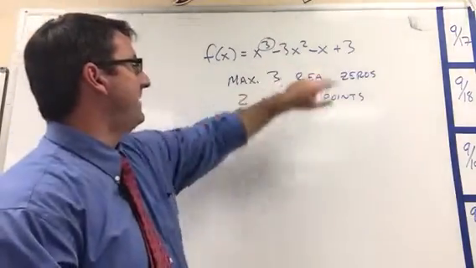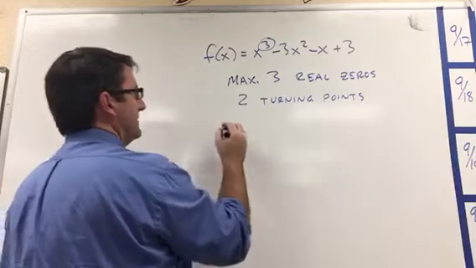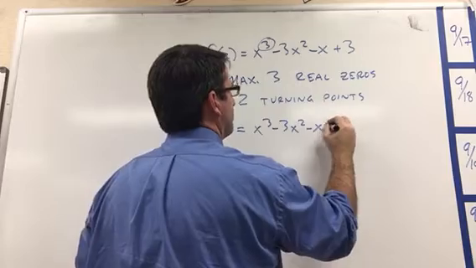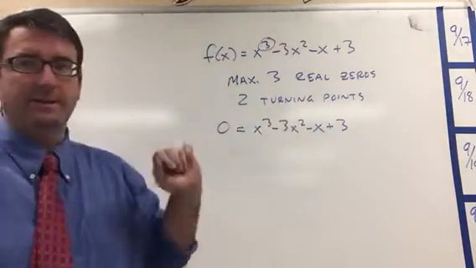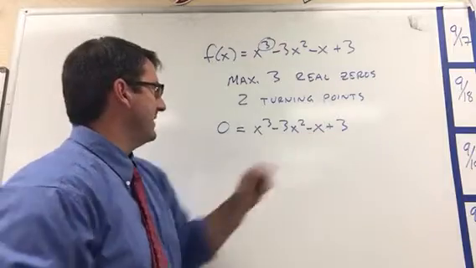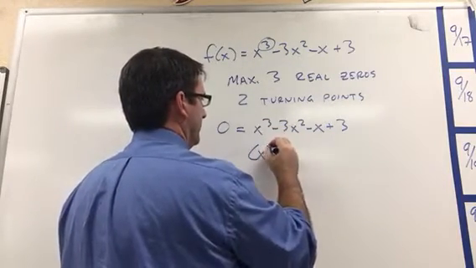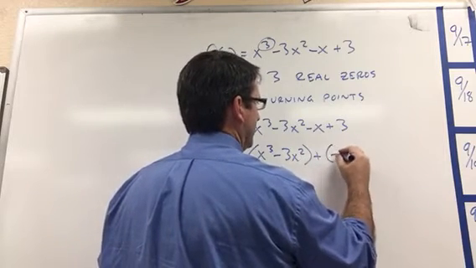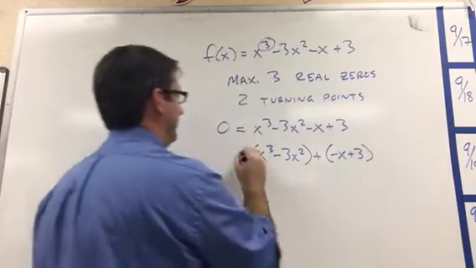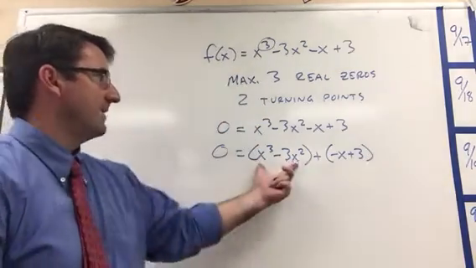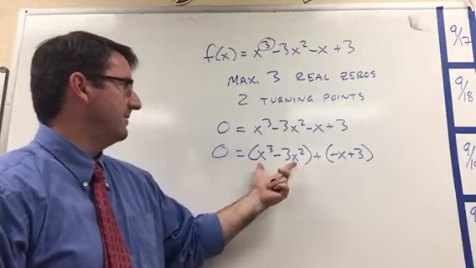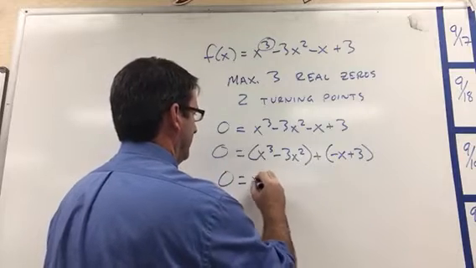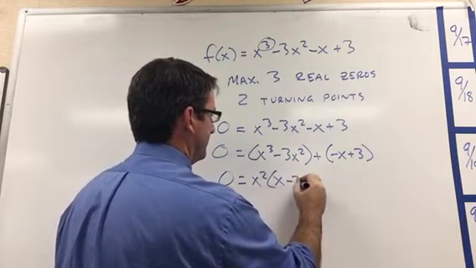All right, so now to find the zeros, we're going to set this equal to 0. And then let's factor it. Let's factor this by grouping. We'll get x cubed minus 3x squared in one group, and then add the rest of it, negative x plus 3. Now we've got 2 groups here. We can take a common factor out of each of them. We can take an x squared out of this, and we're left with x minus 3.